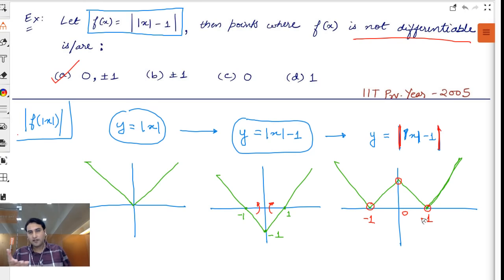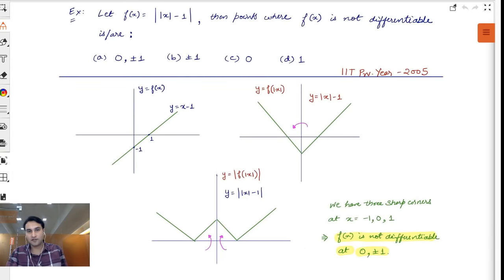ठीक है. And if you were clear about these concepts, actually you would have done it verbally. You would have easily visualized it right in front of you, right in front of you in your eyes. Okay, that's what I want you to achieve, that level of proficiency. Okay, chalo, the same thing is written here.